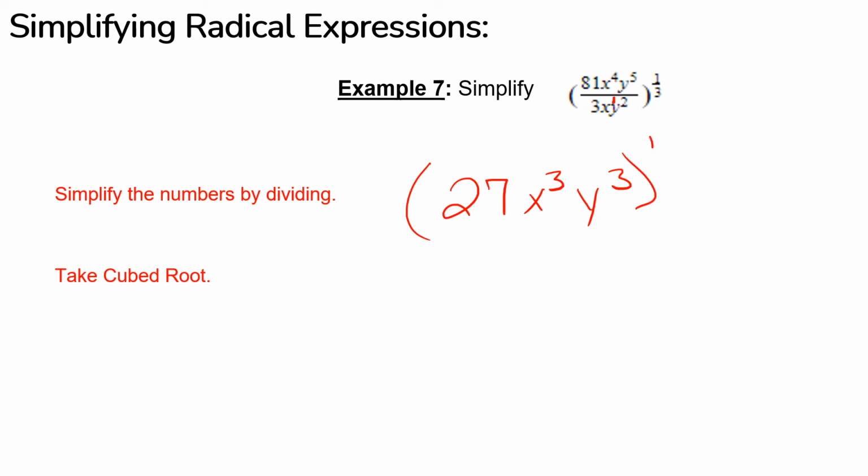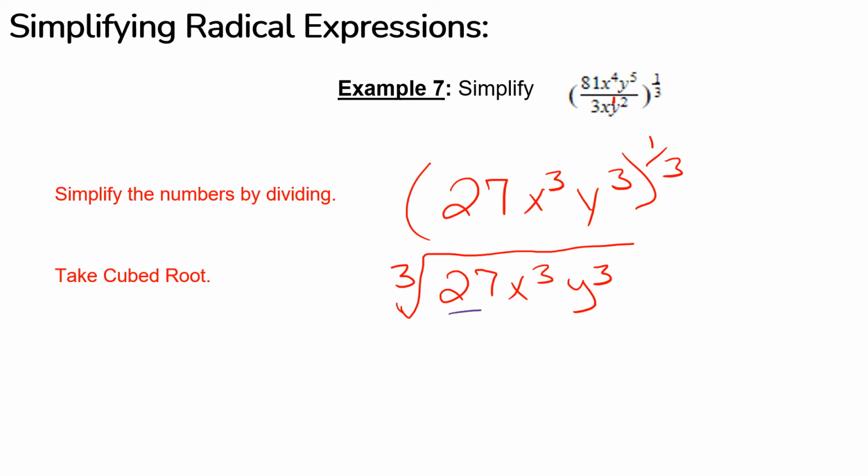All right. So remember, anything to the 1/3 power is the same as the cube root. So let me rewrite this using a radical. Now we have the cube root of 27x to the 3rd, y to the 3rd. Now, is 27 a perfect cube? Yes, it is. The cube root of 27 is 3, because 3 times 3 times 3 is 27.